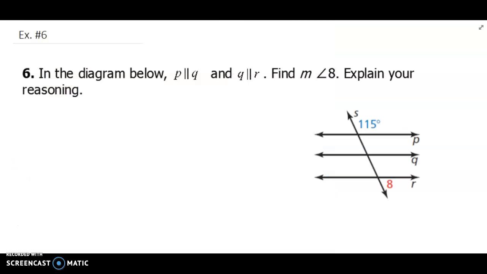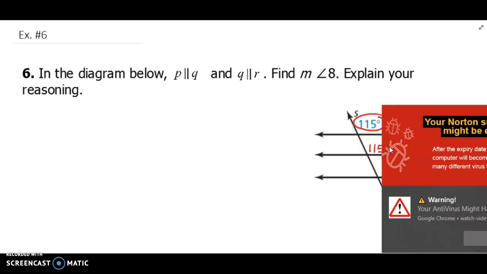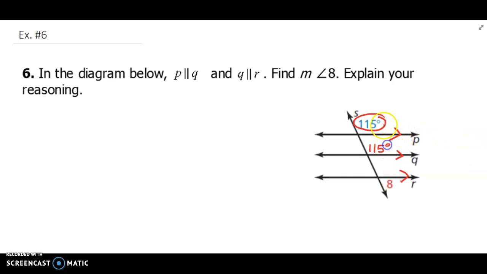All right, last example, and then we will be done with 3-3. So it says in the diagram below, P is parallel to Q. So I'm going to go ahead and make the markings. And then Q is parallel to R, which means P is parallel to R. So find the measure of angle 8. Well, guys, if all these lines are parallel, if this is 115, this has to be 115 because they are corresponding angles. And if this is 115, this is its corresponding angle, so these are the same.